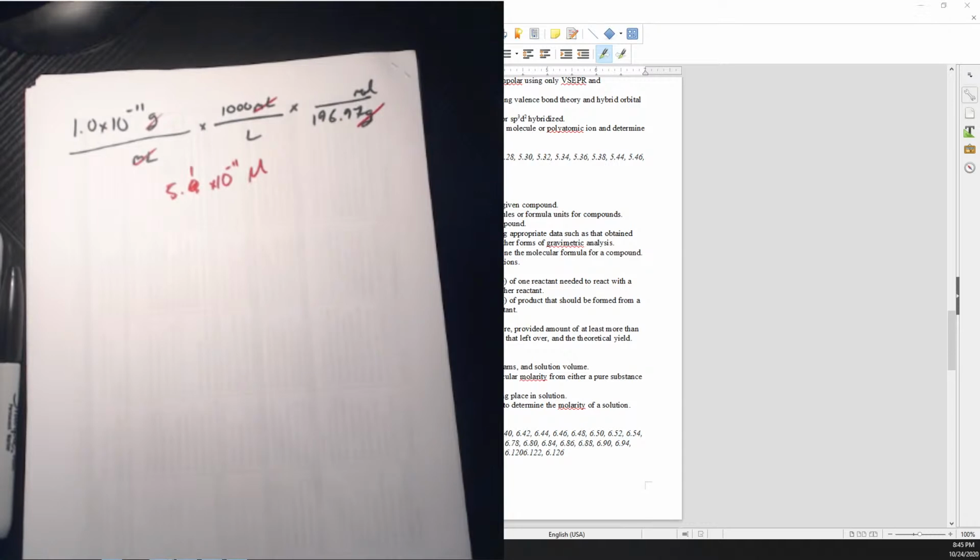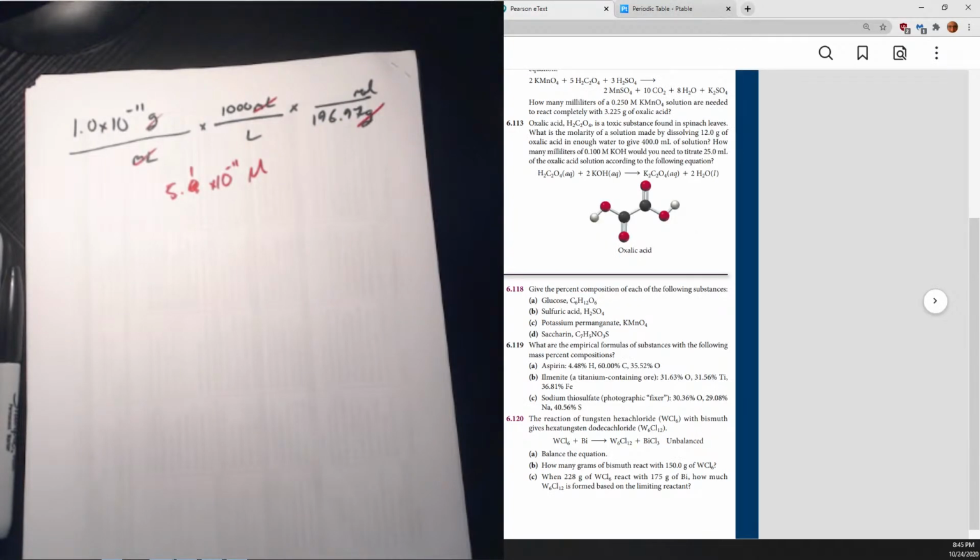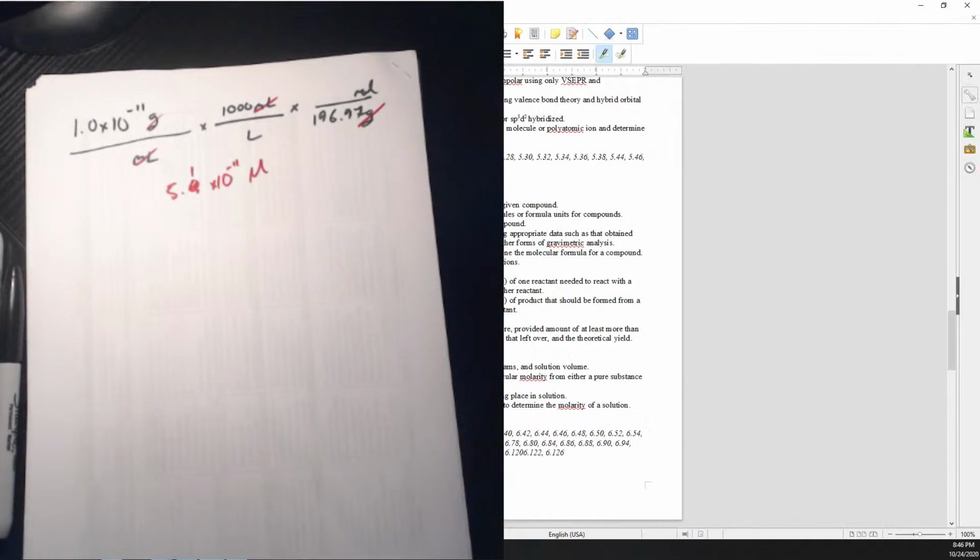118. Give the percent composition of each of the following substances. I'm not going to do that one. That's going to take forever. That's just a lot of arithmetic. I mean, finding percent composition is not particularly difficult. You just find the total mass and then divide the mass of each element out into that total mass. It's simple enough. You guys are smart enough. So what comes after 118?